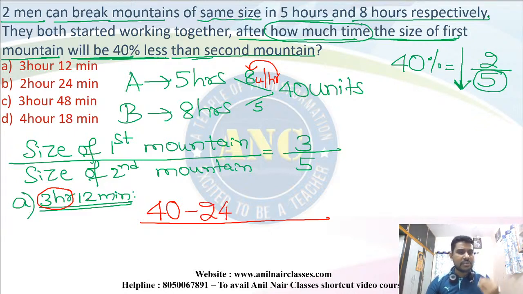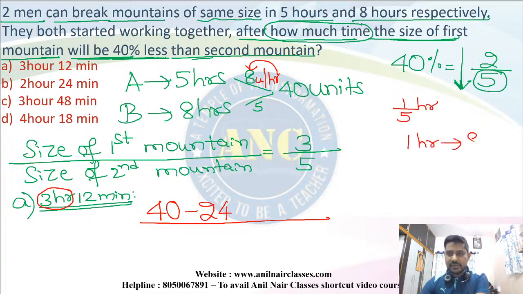But the question will not just stop at 3 hours in the first option. It is 3 hours and 12 minutes. 12 minutes is 1/5 hours. So can I say that in 1 hour, I will break 8 units. In 1/5 hours, 1 into 1/5 is 1/5, 8 into 1/5 is 8/5. So, I will also break another 8/5 units.